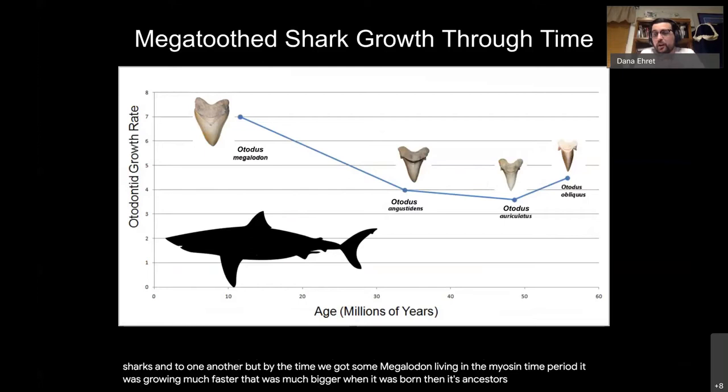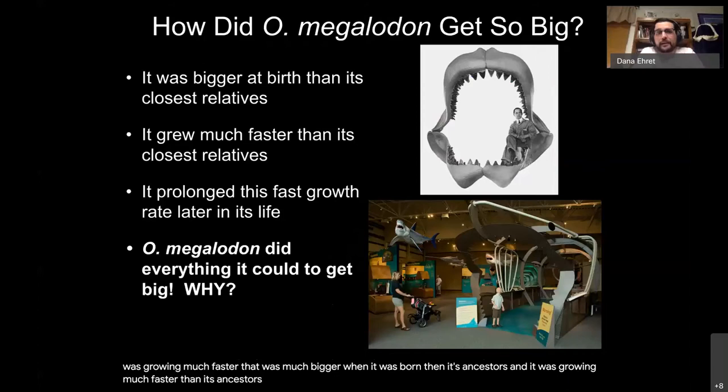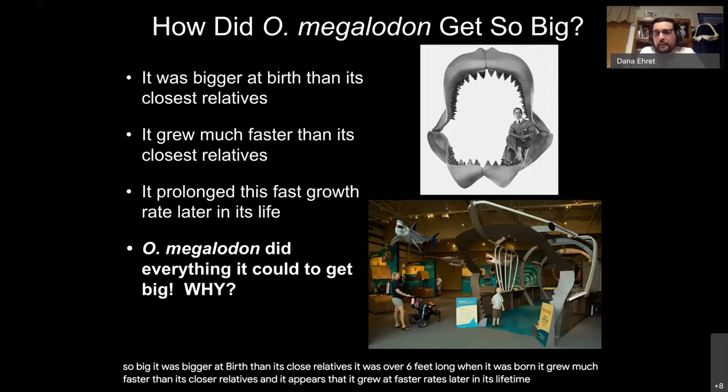So how did megalodon get so big? It was doing everything it could to get so big. It was bigger at birth than its close relatives. It was over 6 feet long when it was born. It grew much faster than its closer relatives. And it appears that it grew at faster rates later in its lifetime than other species closely related to it. So the answer is that megalodon did everything it could to get really big as quickly as it could.